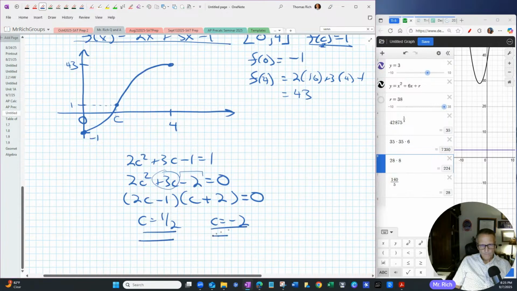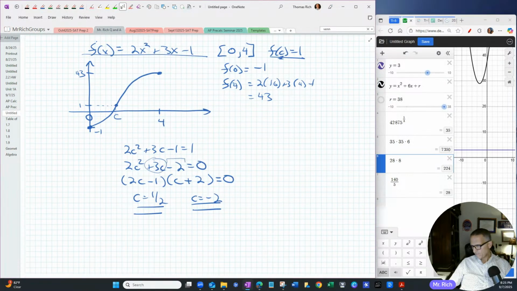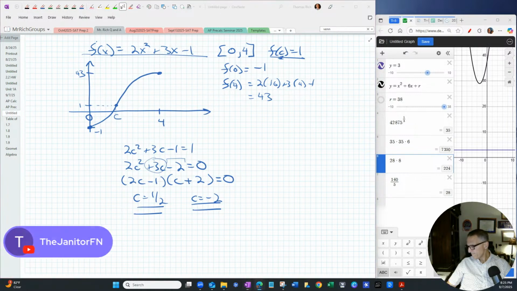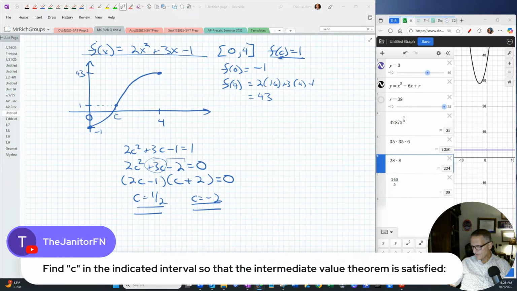All right. So honestly, I'm not sure about the intermediate value theorem here. The question, I'm going to go back to that question again. I'm going to pull up his question. And here is the question. Find c so that the intermediate value theorem is satisfied.